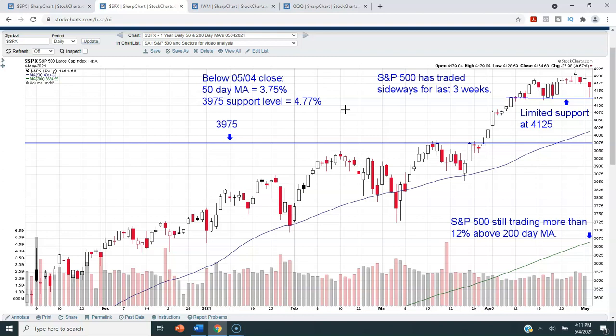So I think realistic expectations are that at some point, probably in the not too distant future, we're going to pull back to the 50-day moving average or slightly below. If the S&P 500 were to pull back to its 200-day moving average anytime soon, that would mean a pullback of more than 12% below where we closed today.